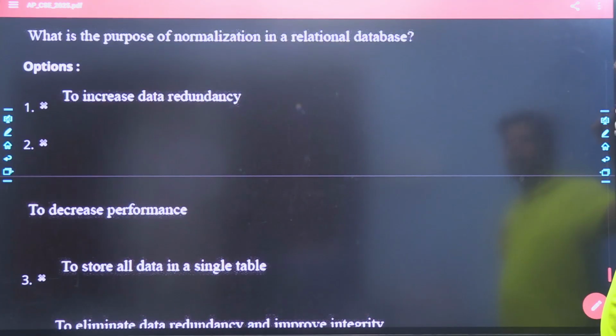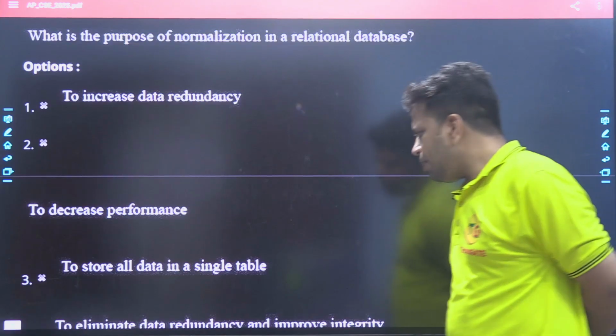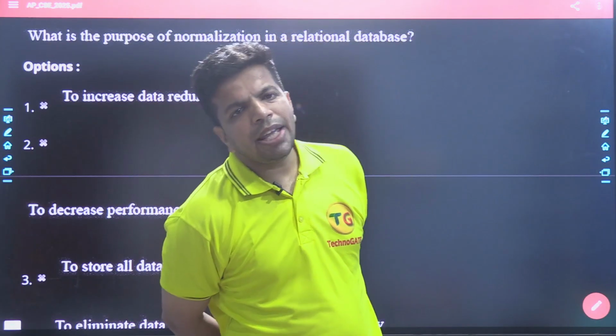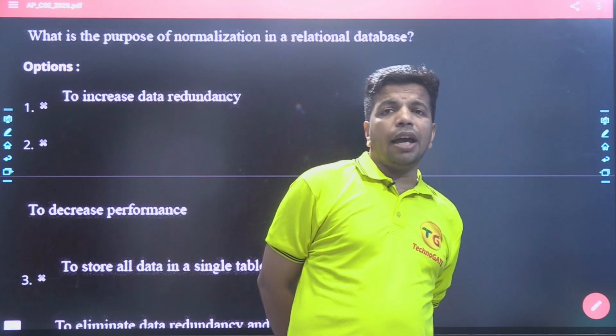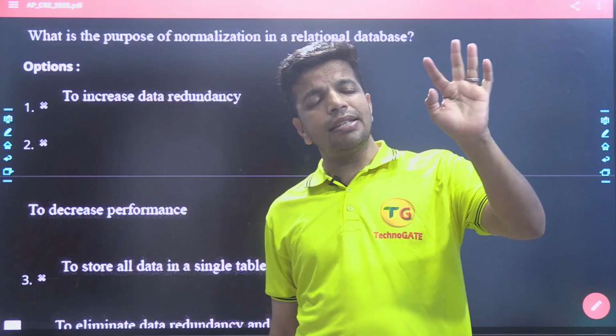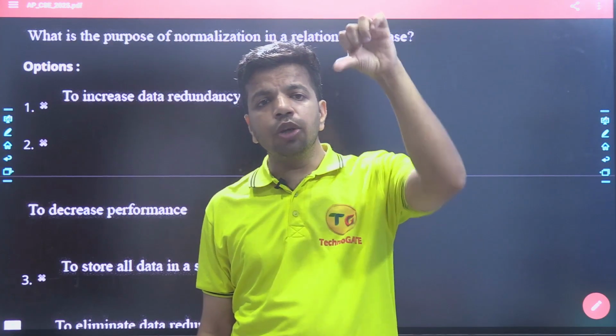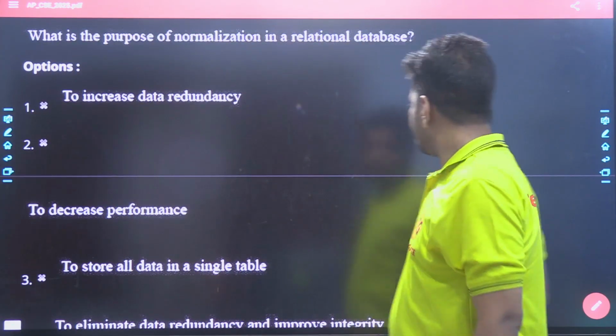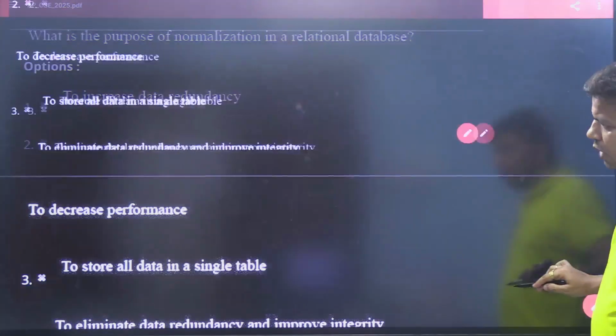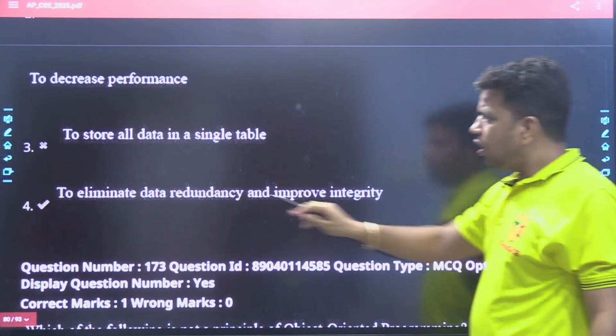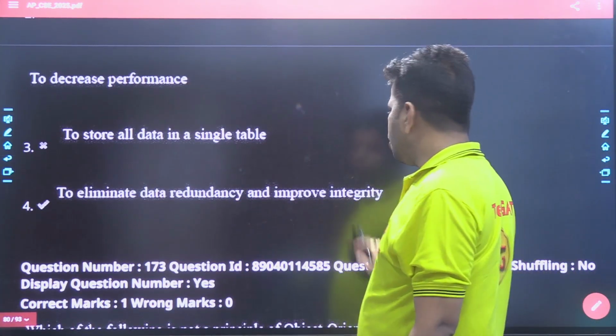What is the purpose of normalization in relational database? What is the main purpose of normalization? Simply, can we say that it is to remove the anomalies, insertion, deletion, updation, as well as to reduce the data redundancy? So we can go with the last option, to eliminate data redundancy and improve integrity.